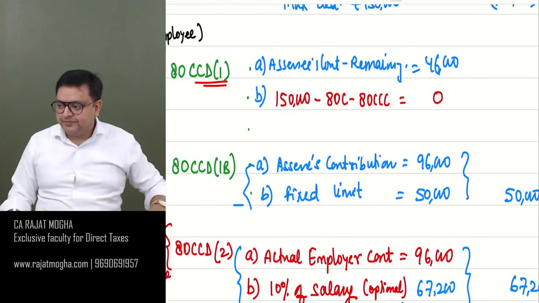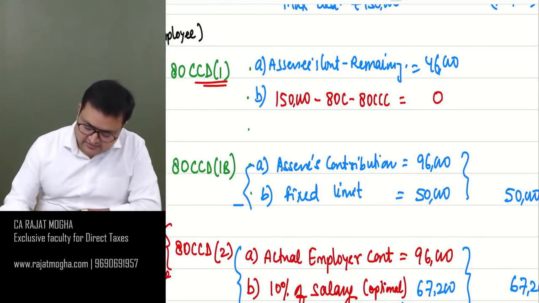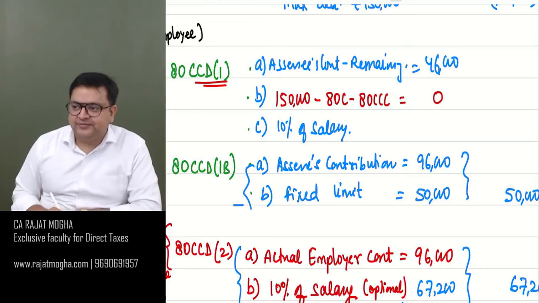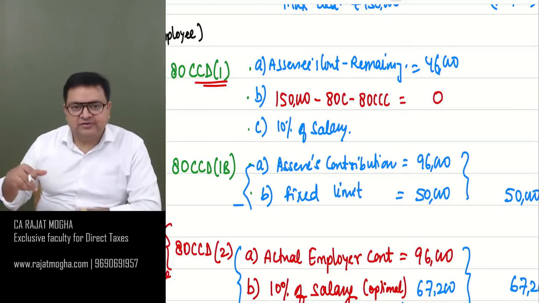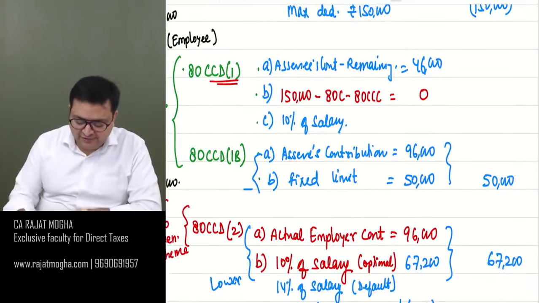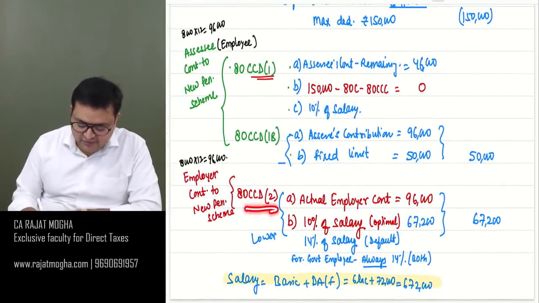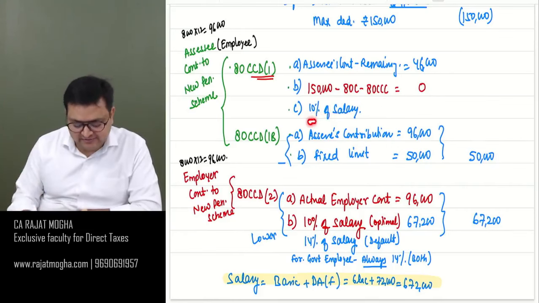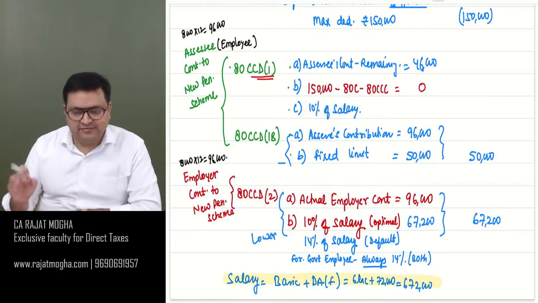Correct? And the third one is 10% of salary. So is it 14% of salary in default? No. See, in default, you will never get this section. In default, it is only this. So it is 10% of salary. For government employee also, it is 10% here. 80CCD1, it is always 10%.